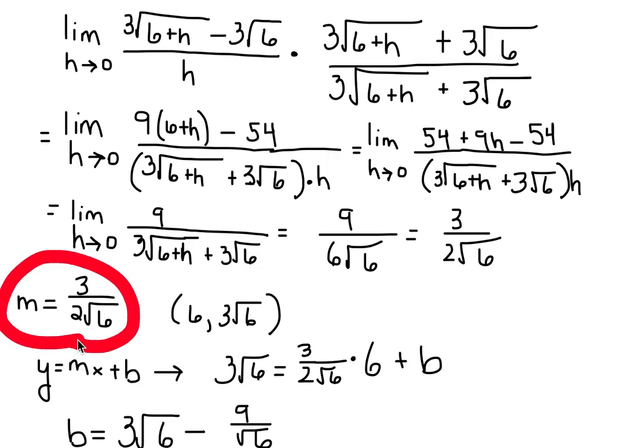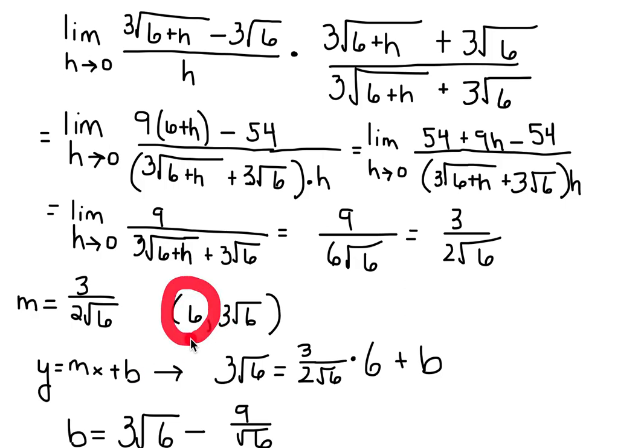So looking at part B now, I have my slope, but I still have to figure out what my b is. The point that we're focused on is at x equals 6. So when I plug in to find my corresponding value of y, I get that my corresponding value of y is 3 square roots of 6. So I have this point on my line and on the function. Okay, so this is the point that I'm going to plug into my x and y in here to solve for b.